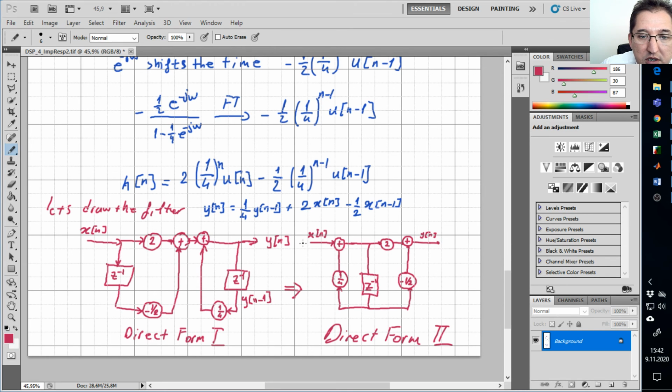As you know from signals and systems, direct form 2 has fewer memories or delay elements. We take the right side of this system to the left and the left side to the right. Therefore here 1/4 comes here, -1/2 comes here, and 2 comes to the right side. That's all. We get direct form 2.